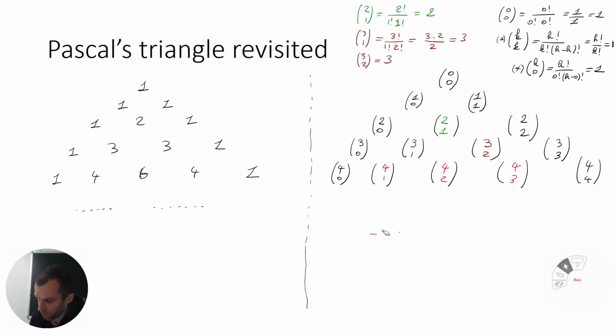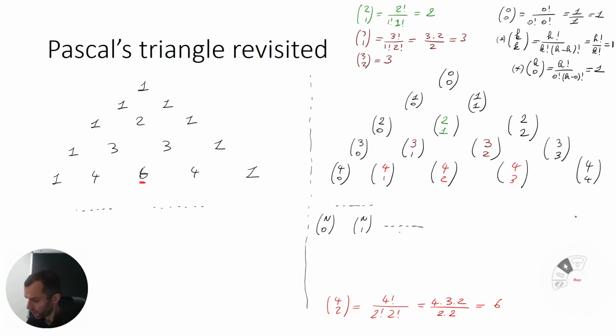Actually, I want to make some space. 4 choose 2 is 4 factorial divided by 2 factorial times another 2 factorial, so 4 times 3 times 2 divided by 2 times 2, so that's 3 times 2, or 6, and that indeed gives us that 6. So in general, you can continue with this, but in general the nth layer of the triangle is going to have binomial coefficients n choose 0, n choose 1, and so on, up until n choose n.